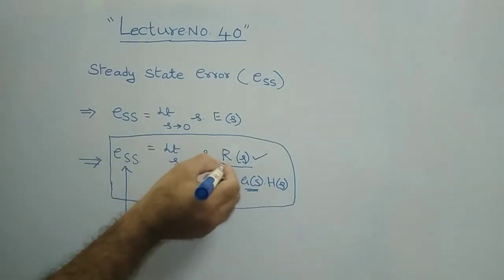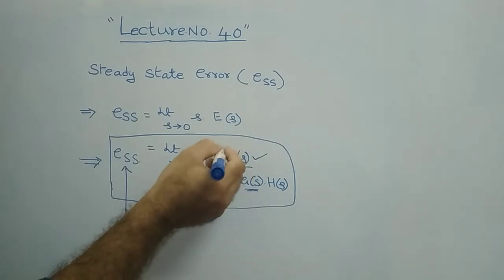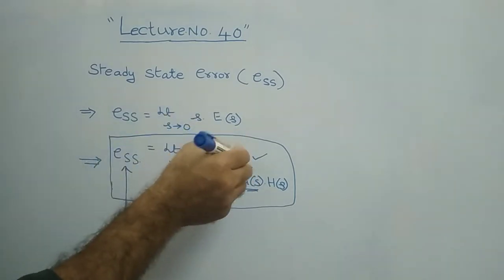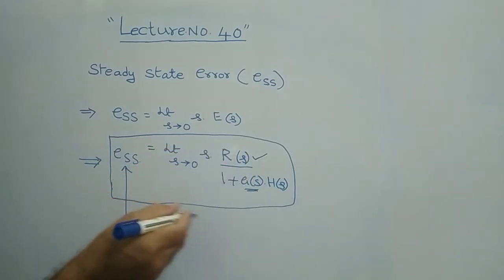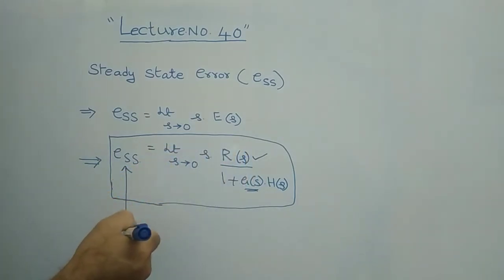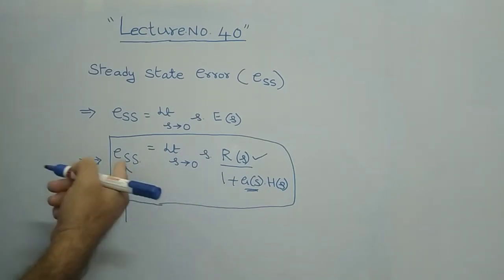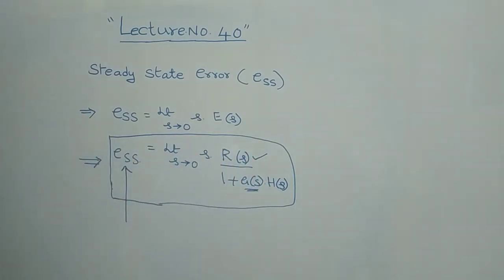That's why in the previous presentation we applied different types of inputs, R of s. The first one is unit step input, second is unit ramp input, and third is unit parabolic input. For unit step, what is the steady state error? For unit ramp, what is the steady state error? For unit parabolic input, what is the value of steady state error? We have seen this in the last presentation.